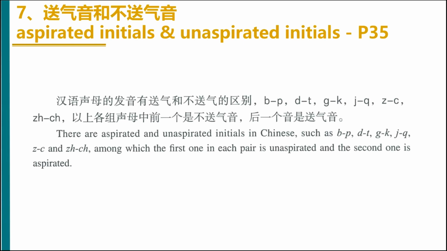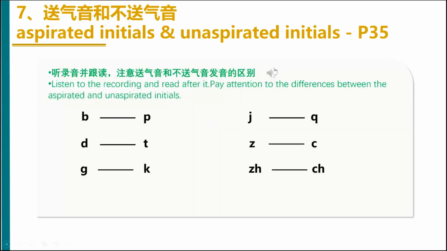When we are practicing it, we can put a soft tissue before our mouth. And when we are speaking the unaspirated sound, which is the first one in each group, the tissue shouldn't move. While when we are pronouncing the second one, the tissue needs to be blown up. These 6 in the first line, no airflow, and these 6 in the second line, strong airflow. Okay?